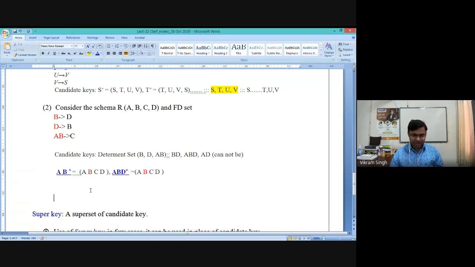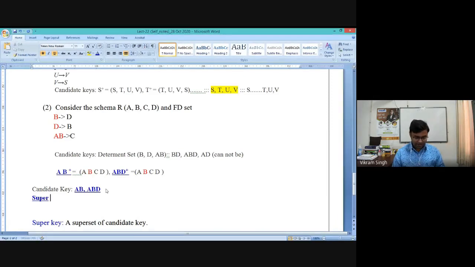So for this database relation, AB and ABD both are the candidate keys. That's for sure. And let me type: candidate keys are AB and ABD. But ABD has this extra attribute D. If you remove that D from the candidate key, it is still able to access the remaining attributes. So I say this ABD candidate key is a super key.